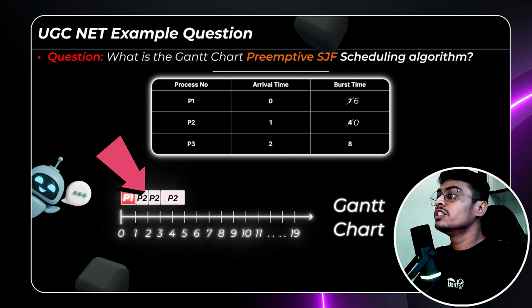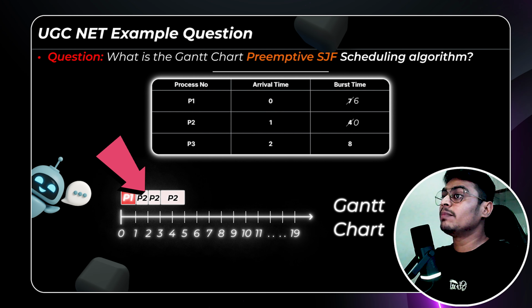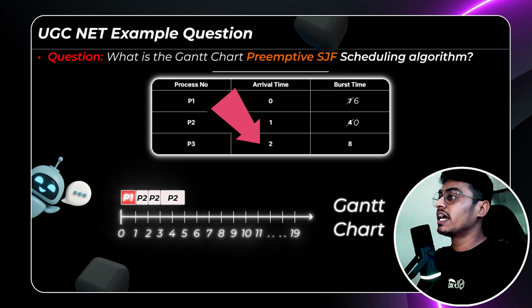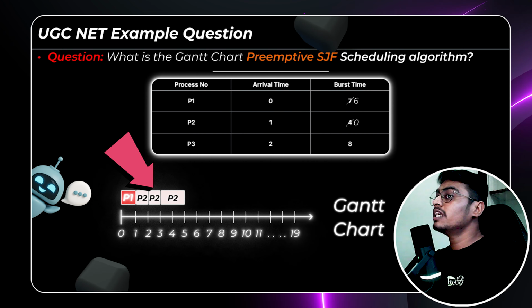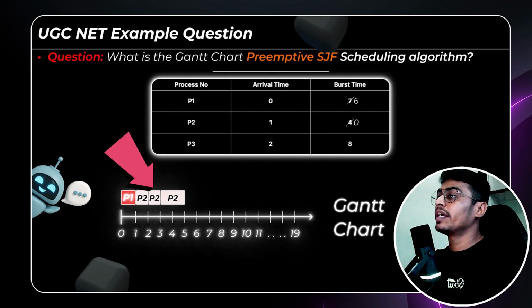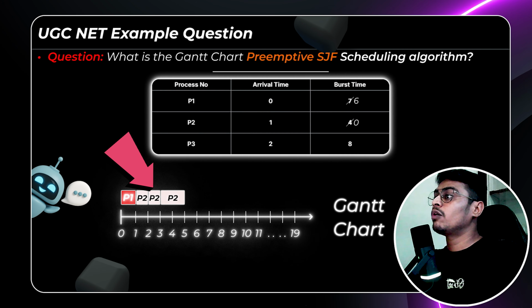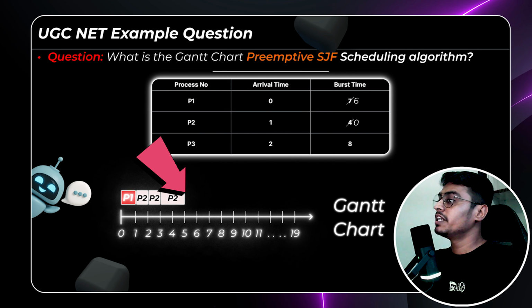Now at time 2, check again which processes have arrived. At time 2, all 3 processes have already arrived and are ready, but which one is shortest out of all these? That's still P2 with remaining time 3. So you have to run P2 again. Let's say you ran P2 again for 1 time unit, and now its remaining time is 2. P2 got completed at time 5.